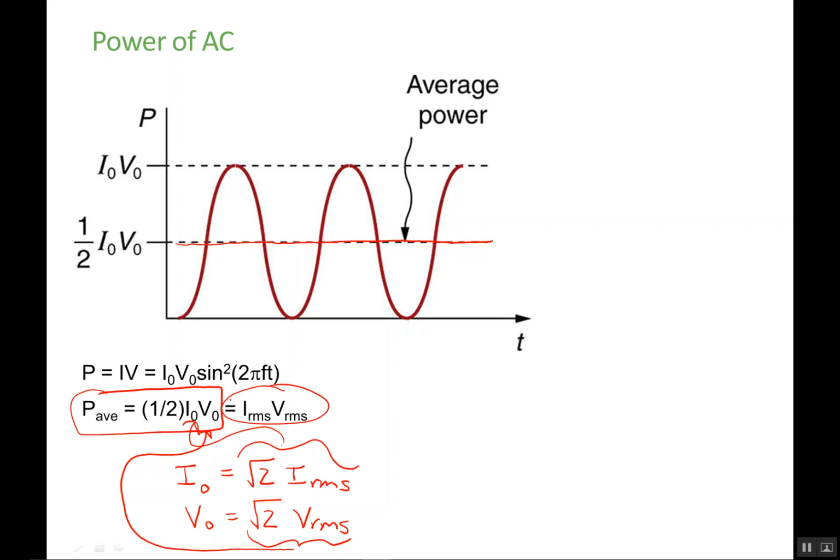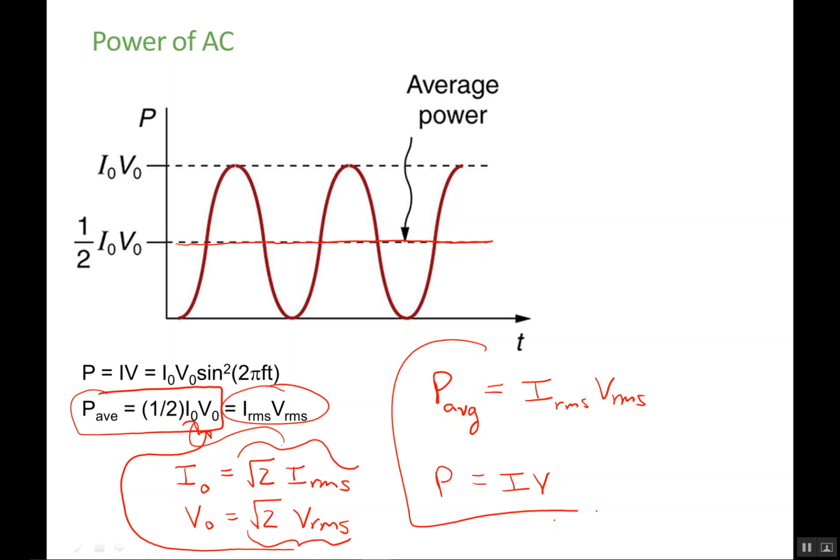So one of the advantages of thinking about the RMS current and the RMS voltage is that the power, on average, delivered to an AC load, a resistor that's getting AC power, is equal to the RMS current times the RMS voltage. And this mirrors the power delivered by a DC current or voltage, which is equal to current times voltage. Okay.